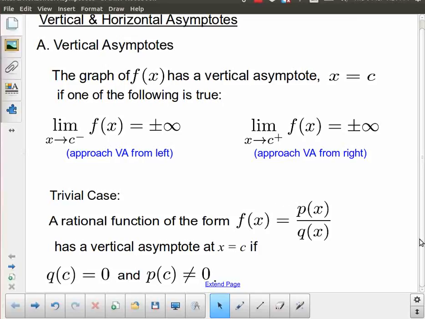Now the easiest version of this, the trivial case, is just a rational function. So I've defined my f of x as p of x over q of x. This is going to have a vertical asymptote at x equals c if the denominator is equal to 0 when x is equal to c, and if the numerator is non-zero. You might say, well, why does that matter? Because if I had 0 over 0, that would actually be a hole at x equals c. So it's actually important in this definition that the numerator is non-zero when the denominator is 0. That's for a vertical asymptote.